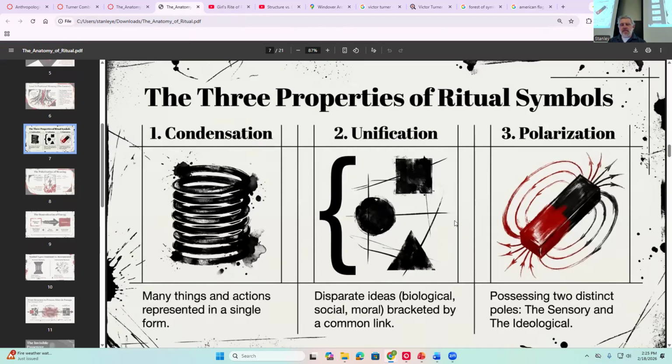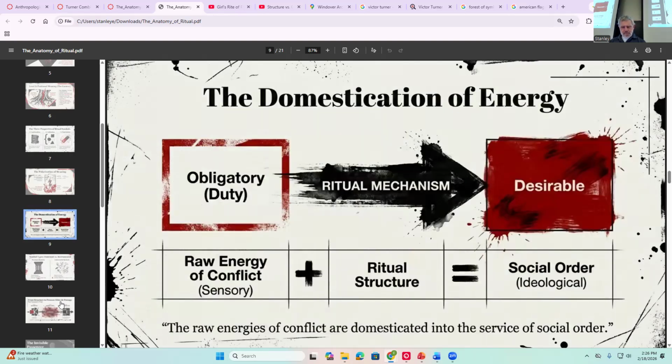He says that they also unify things, and this is very similar to Marcel Mauss's idea of a total social fact that we talked about a couple of weeks ago. Feels like years. This idea that it brings together different parts of society, right? So you're not just talking about religion, but it ties the social and the moral and the economic system together. And he says that there's also a polarization between the sensory side and the ideological side as well.